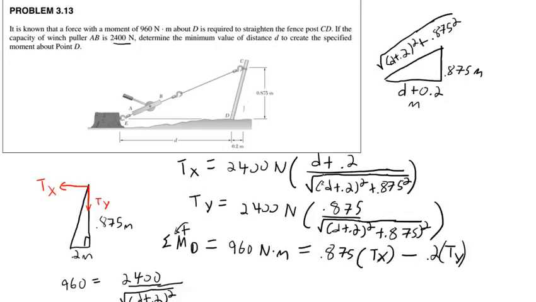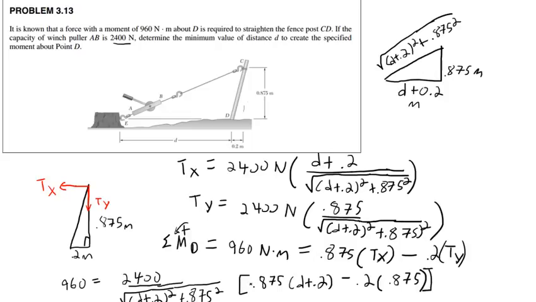So from each of these, I'm pulling out the root, plus 0.875 squared. And then this is going to be times 0.875 times d plus 0.2 minus 0.2 times 0.875, I believe. Yes. Can you see how I got that? Just a little bit of factoring as I combine these together. That's all that is. Okay.